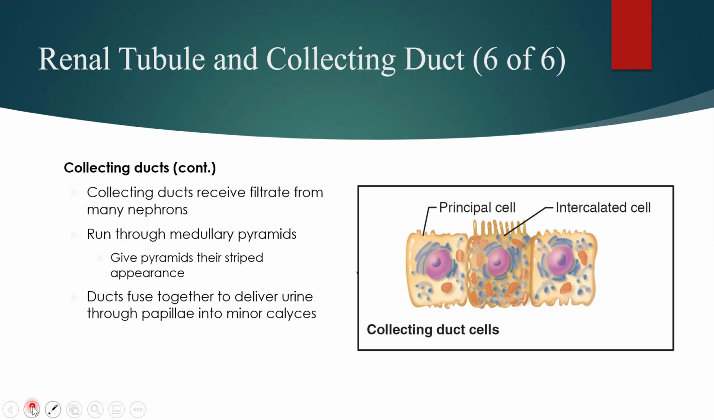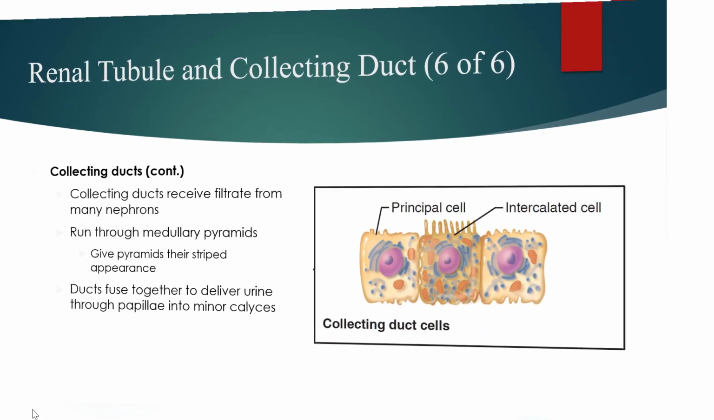The collecting ducts receive filtrate from many nephrons. So this is very much like a big tube that receives processed urine from many nephrons. They run through the medullary pyramids. They give pyramids their striped appearance, and the ducts fuse together to deliver urine through the papillae into the minor calyces.